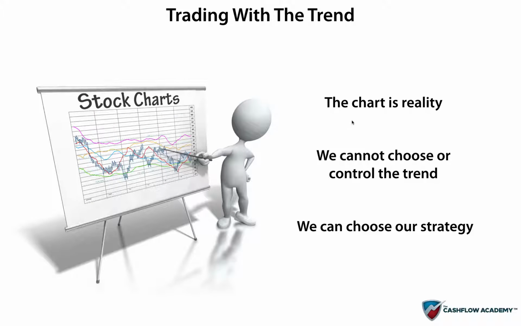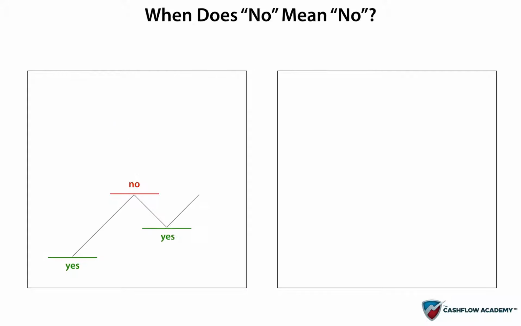So the chart's reality, and we can't choose which way this trend goes, but we can choose whether we're bullish, whether we're bearish in our strategies, or whether we use time decay in a stagnant market. And we'll learn about those bullish, bearish, and time decay strategies in the next pillar of cash flow. But that's what gives us back our power, is our ability to choose the strategy.